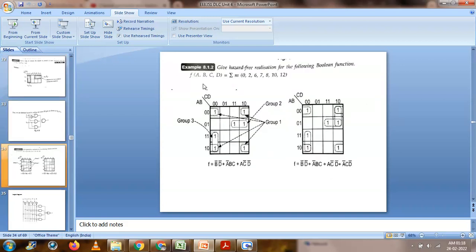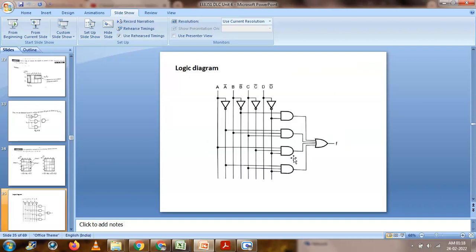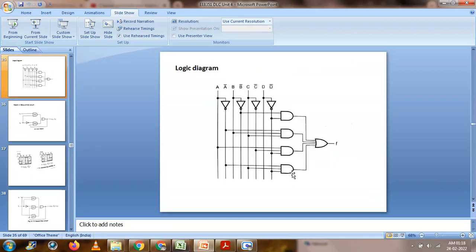Similarly, there's another Boolean expression example with A B C D. Based on the min terms, we can draw the K map. Then they added one extra min term, so you get the extra value, which is A bar C D bar. So this is the extra one, and it will be added here. There are only three indicators available, so one extra indicator is added for eliminating hazards. Okay, thank you.